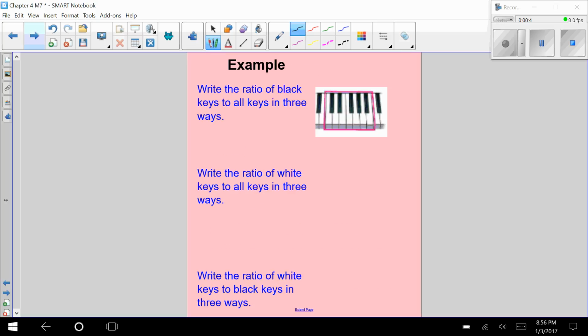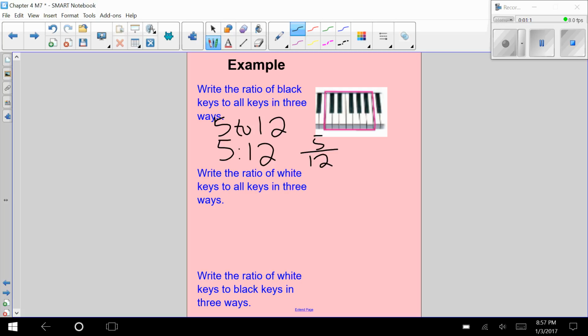Let's write some ratios. We're going to look just in this pink section of the keyboard. We're going to write the ratio of black keys to all keys in three ways. So if you count, there are 5 black keys in that section. There's our first number. We count the total keys, there are 12. So to write the ratio, we write 5 to 12. We can write 5 colon 12 and 5 over 12. That is the ratio in all three ways.